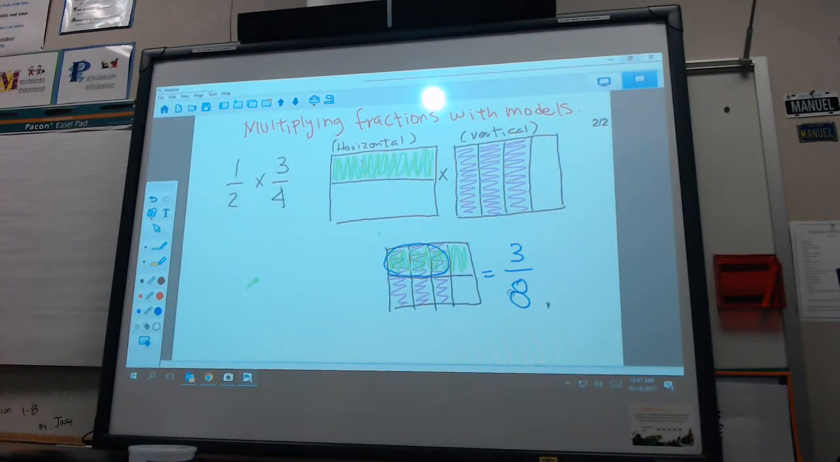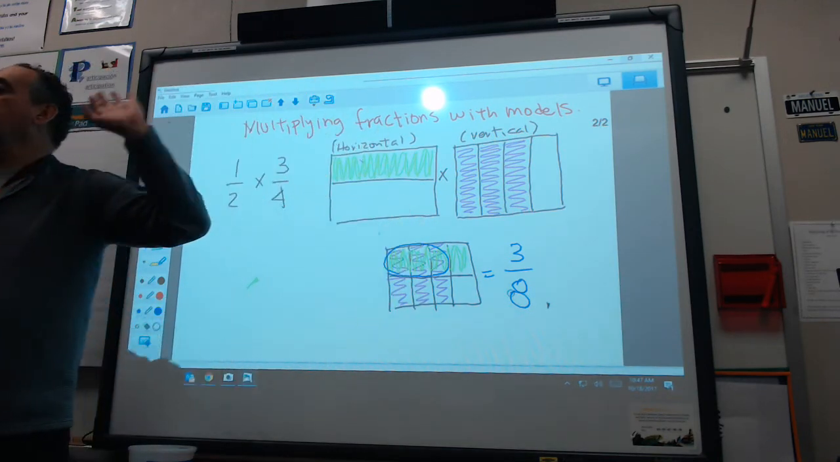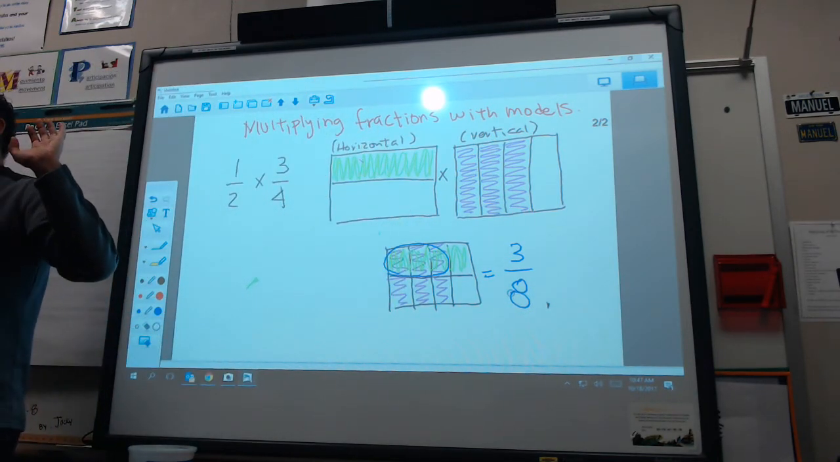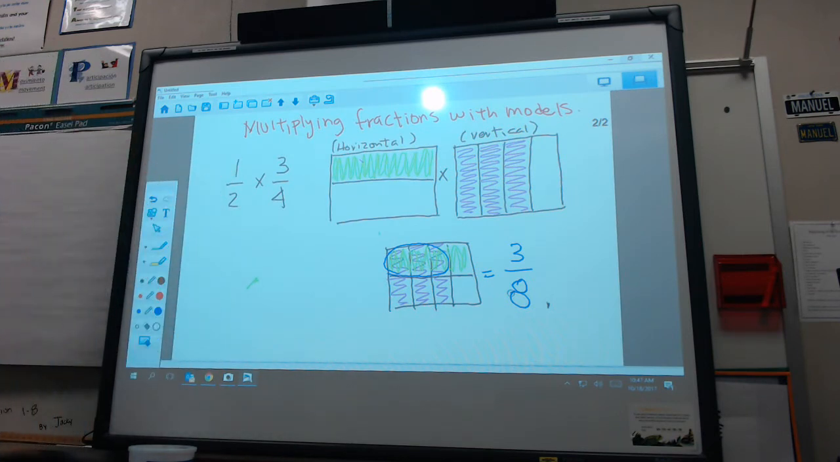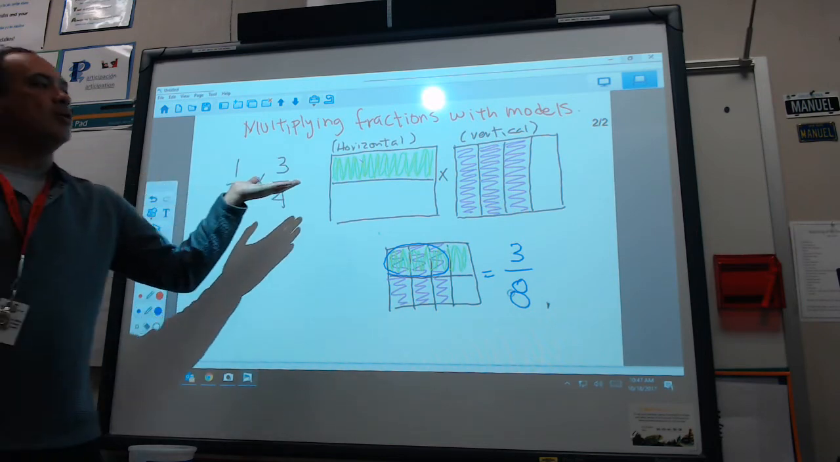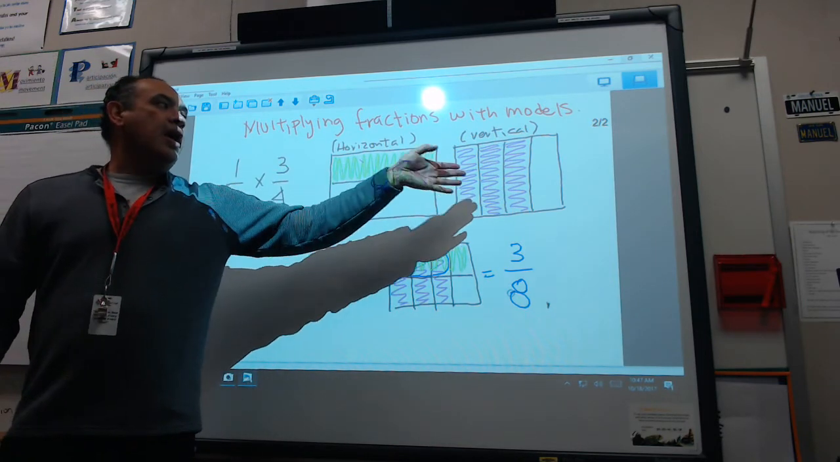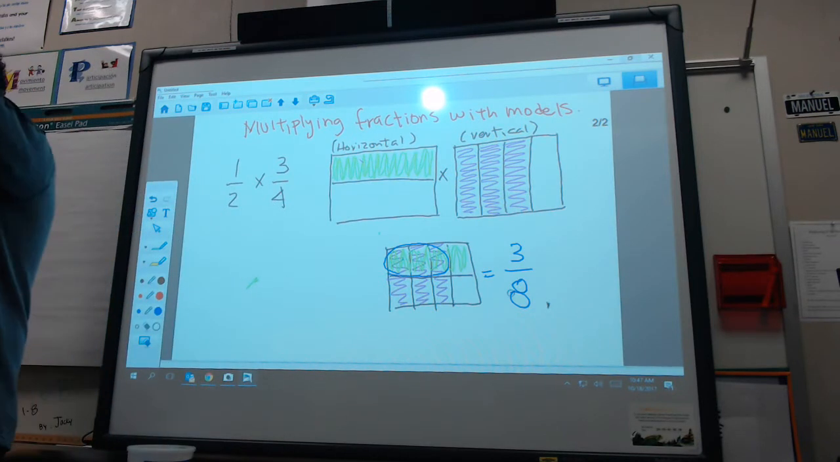Easy or hard? Easy. That's way too easy, right? Now, what is the key here? The key is that your model has to be nice and neat, right? Your model has to have 2 different colors, right? And the most important thing is that one model has to be horizontal, and one model has to be vertical.